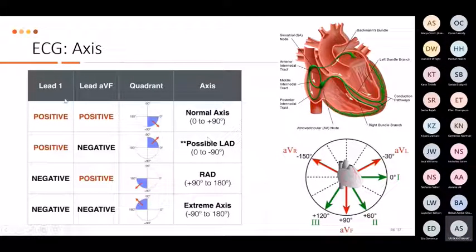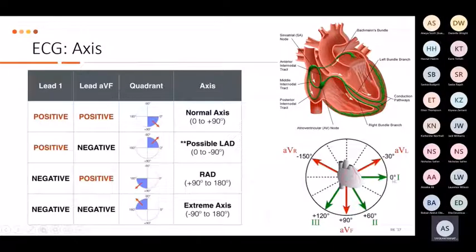So for a normal axis, lead 1 and lead aVF will both be positive deflections. So the QRS complexes will be pointing up. And if you look at this diagram here, I'm hoping you can see my mouse. You've got your lead 1 picking up all the current going this direction to the right, and then you've got aVF picking up all the current that's going downwards. And your current in the heart is going just in between both of them. So it's going towards both leads, therefore both of them are going to be positive.